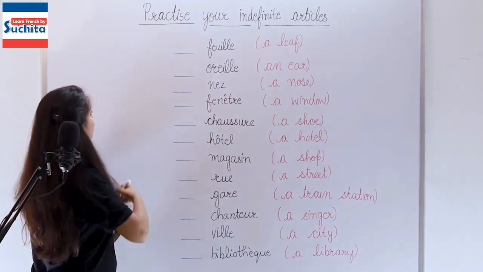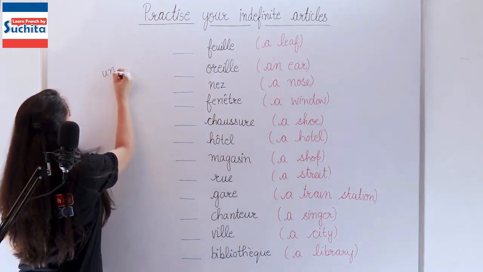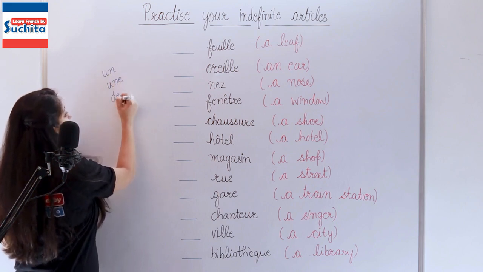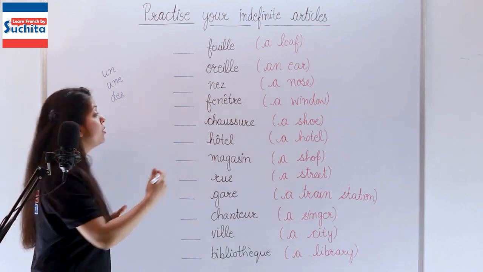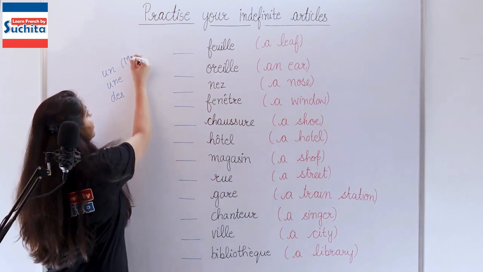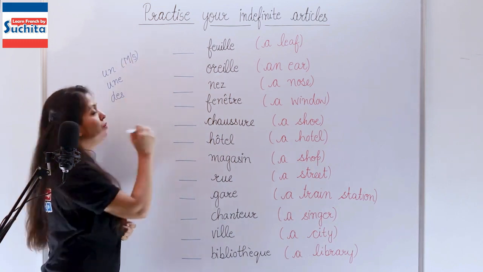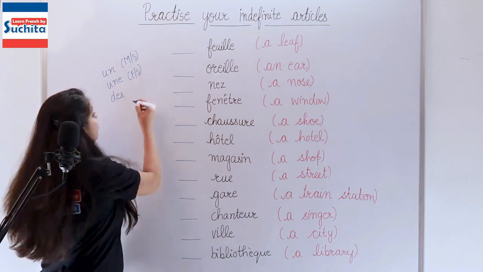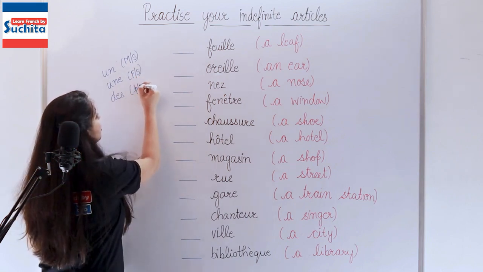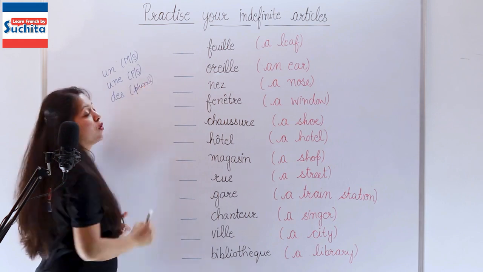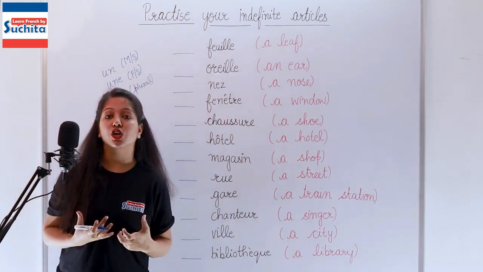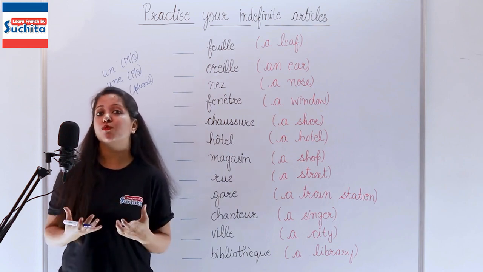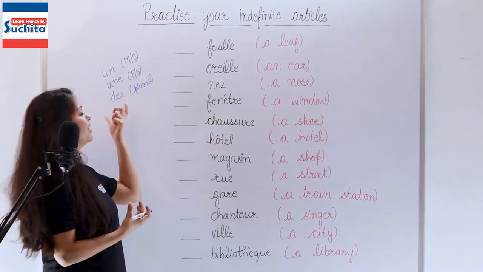So let's just start. There are 3 indefinite articles in French: un, une, and des. Now, un we use for something which is masculine, singular. Une we use for something which is feminine, singular. And des we use for something which is plural. Okay, so when an object is singular, then you always have to see that it is masculine or feminine, but if it is plural, then you always have to put des.